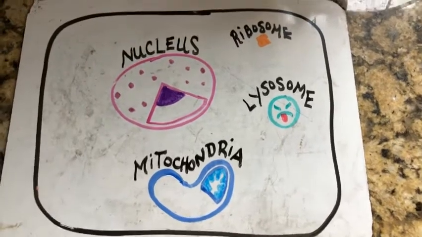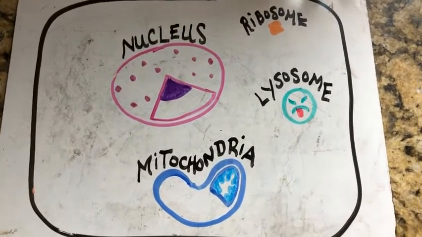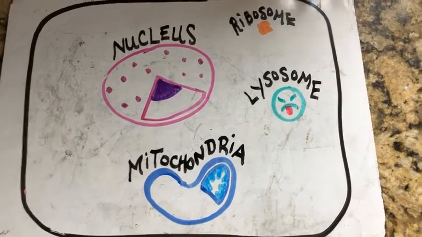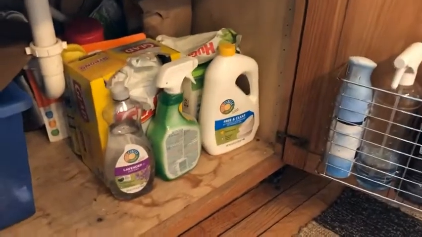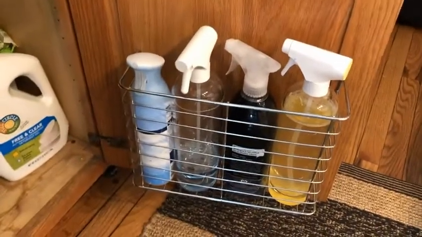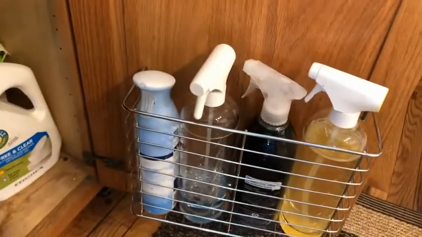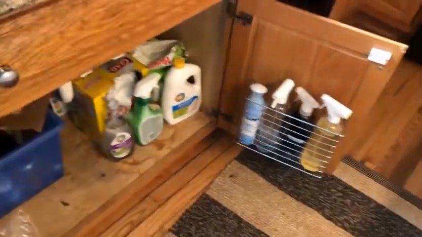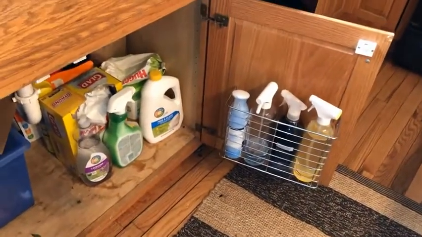Every cell needs a lysosome in order to clean up all the extra nasty parts. In my house, our lysosome would be underneath the sink. Underneath the sink, we have all kinds of cleaning products. Just like the lysosome has digestive enzymes, we have all kinds of different things in order to clean up the messes around our house. So, underneath my sink is like a lysosome.